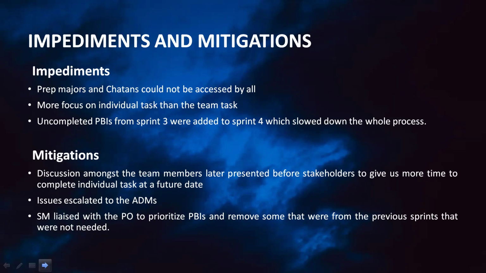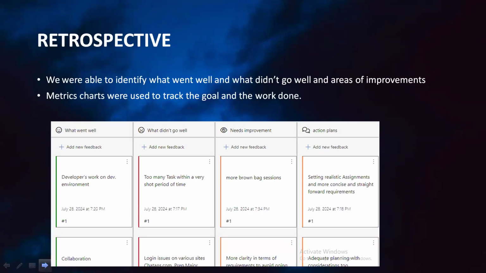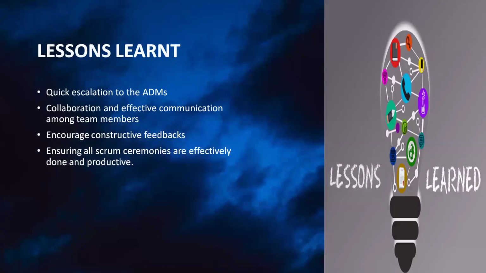Then the last one, can you please go to the next slide? Then the last slide talks about the retrospective. We were able to identify what went well, what didn't go well, what needs improvement, then our action plans as highlighted. Next slide, please. Time's up.